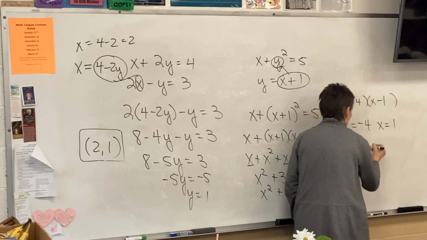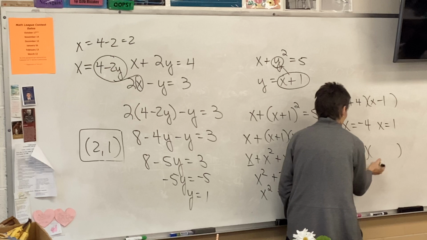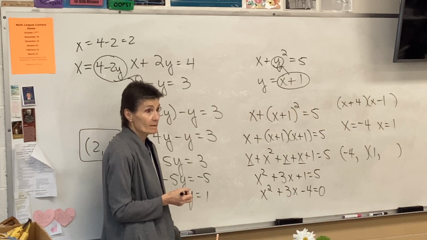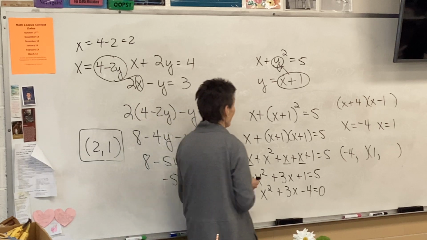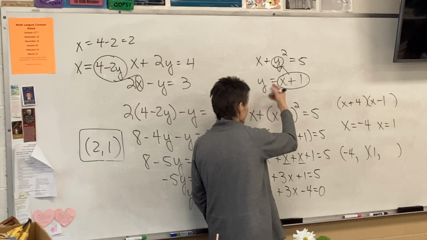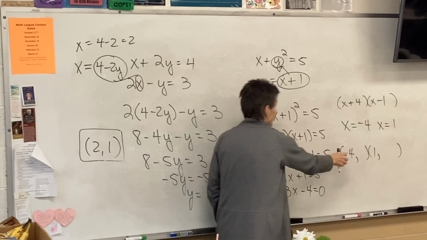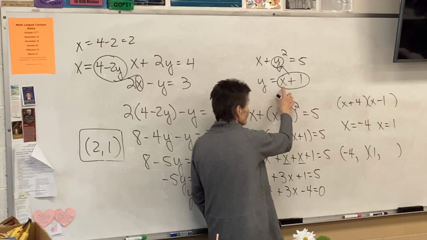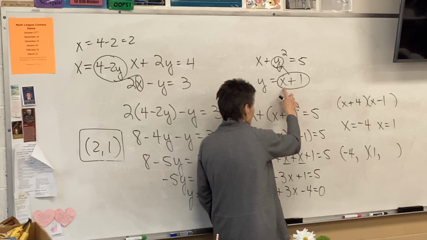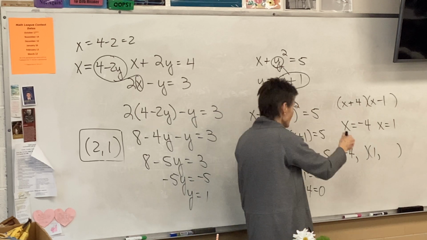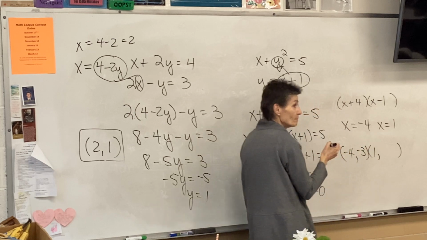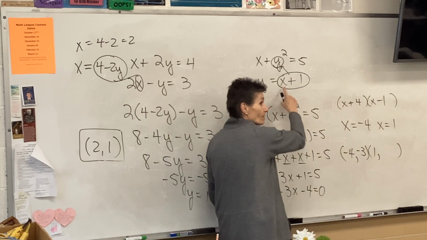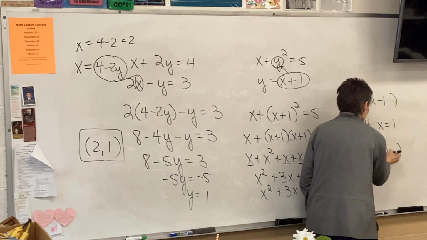Now, if there's two x's, negative 4 and 1, then I'm gonna have two y's, right? So what's the y? And again, plug it in wherever you want. This is an x value. Plug in negative 4 wherever you want. I'm gonna put it right here. If x is negative 4, then y would be negative 3. And if x is 1, then y would be 2.